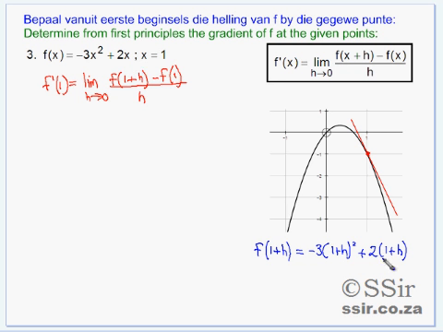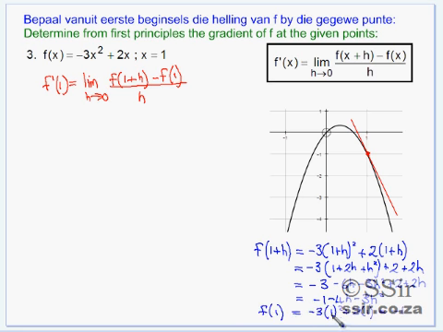So this gives us 2 and in brackets 1 plus h. If we simplify this, remember that that bracket is squared and it must be multiplied out, and remember the middle term. So this gives us minus 3 minus 6h minus 3h squared plus 2 plus 2h. And this gives us minus 1 minus 4h minus 3h squared. We must also calculate f of 1. Remember to substitute wherever there's an x only a 1, and this gives us a minus 1 as an answer.